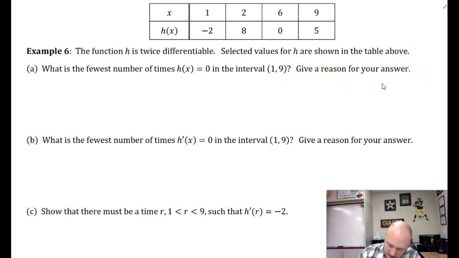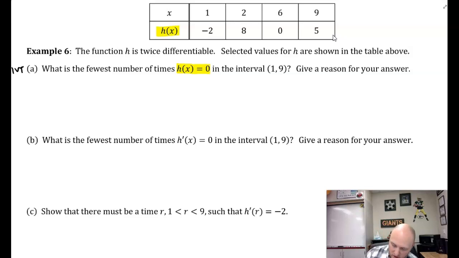Okay, so they're asking about h of x equaling 0, and they give us values of h of x. We're going to go ahead and we're going to use the IVT to help us kind of come up with an answer and also defend it. Okay, so you can think about this kind of conceptually. Think about connecting these values. What's the fewest number of times h of x equals 0? Well, if I go from -2 to 8, do I cross 0? Yes. If I go from 8 to 0, do I cross 0? Yes. If I go from 0 to 5, do I cross 0? Not necessarily. So the fewest number of times would be 2. So logically and conceptually, you can come up with that.